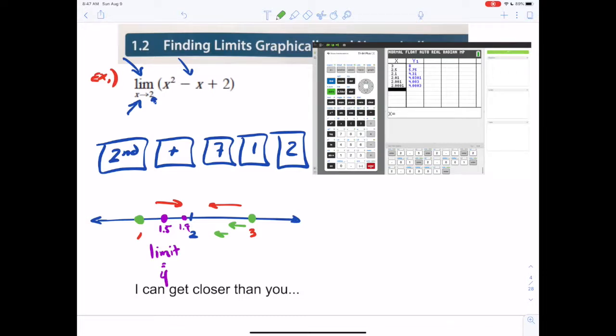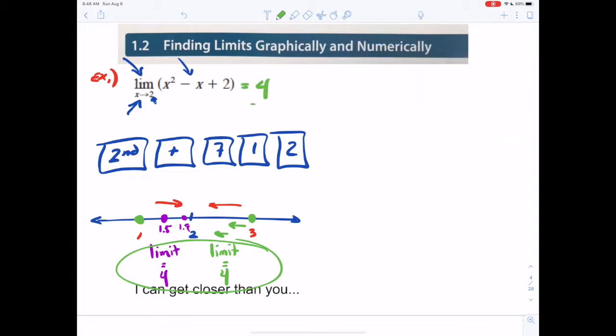Now, look at your y values, right? As x gets really close to 2 from the right, the y values are getting really close to what number? Right? So I'm hoping you guys would have said that the limit comes out to 4. Okay? Now, what do you guys notice here, right? If I approach 2 from the left or from the right, are the limits the same? Right? And in this case, the limits are the same. So we could say that the limit is 4.